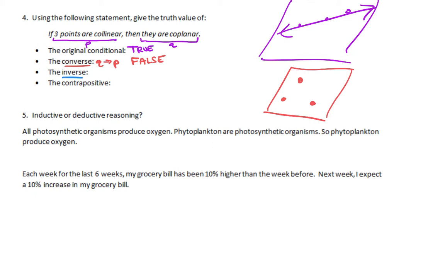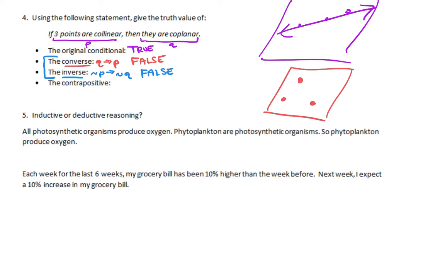Up next, the inverse, which is squiggly P, squiggly Q. Now there's 2 ways to do this. Number 1, you could actually write the inverse and see whether it's true or false. Or you could understand that the converse and inverse are related to each other. And if the converse is false, then the inverse must also be false. So shortcut, the converse is false, the inverse is also false. But we can take a look at it anyway.